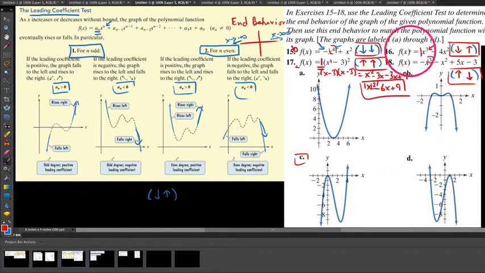And then number 16, sorry, we should have written C up here. So that leaves D for down here, and we see rising on the left, falling on the right, and that's clearly the pattern exhibited with the graph on letter D. So know how to use your leading coefficient test by just determining the right hand behavior first, and then matching the left hand behavior if it's the same or different.